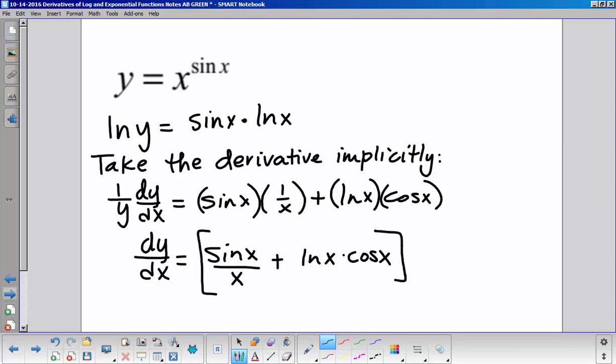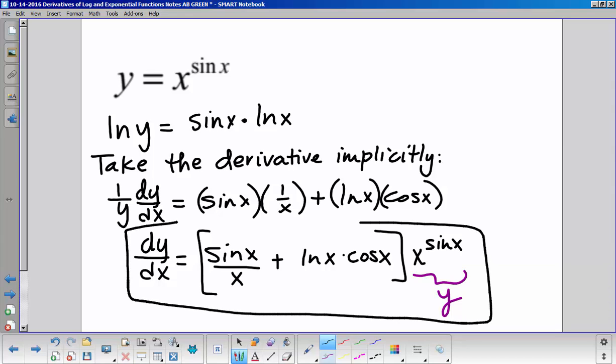But what is y? x to the sine x. So even though that's an identity for sin x over x for limits, it doesn't help you at all here. Yeah, good job.